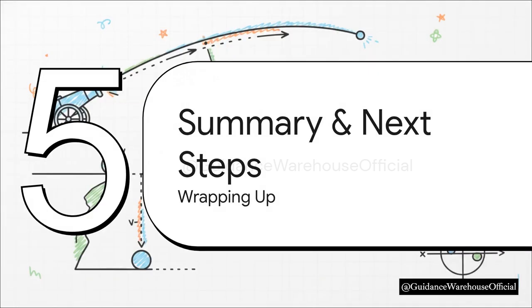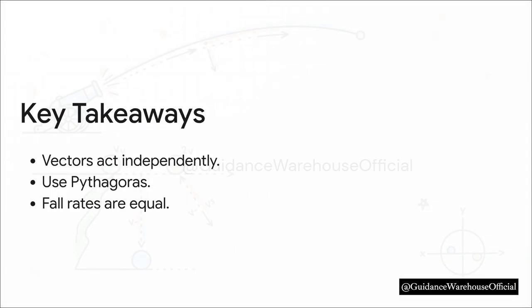Section 5. Summary and next steps. Let's do a really quick wrap-up of what we learned. To summarize your key takeaways today, first, two-dimensional paths involve independent horizontal and vertical vectors. Second, the straight-line displacement of perpendicular vectors is found using the Pythagorean theorem. And most importantly, horizontal motion never ever affects vertical motion. A thrown object falls at the exact same rate as a dropped object.